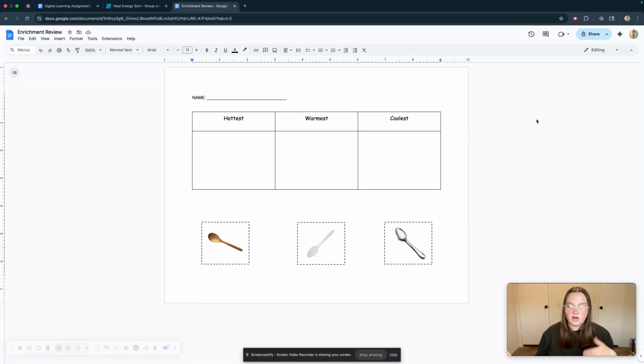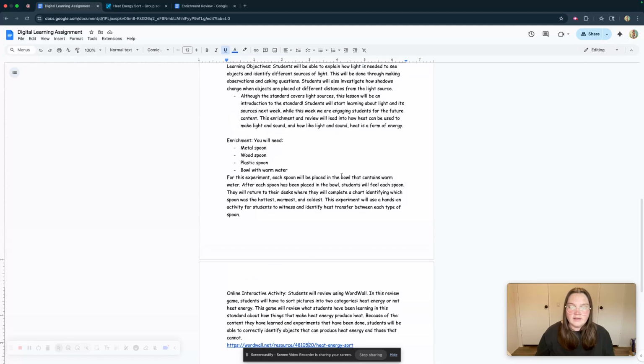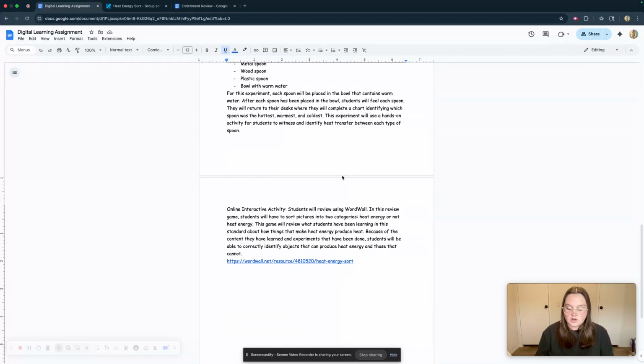So they are seeing with this experiment how heat energy is transferred from this warm water to the different types of spoons. So they'll obviously put that the metal spoon was the hottest. The wooden spoon will be the warmest because it is a better insulator of heat. So it's going to be a little bit warmer than the plastic spoon, which is why they'll put the plastic spoon at the coldest or coolest. Going back here, again, they're going to have a hands-on activity like this that will help them witness and identify heat transfer from the water to the different types of spoon.